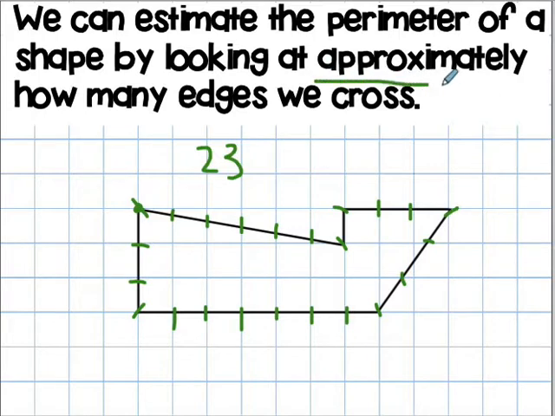Now remember, this is approximate because we are estimating. And so if you counted 22 or maybe even 24, that's okay. We're estimating and we're getting as close to the perimeter as possible.